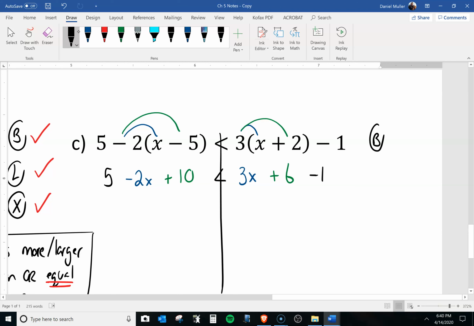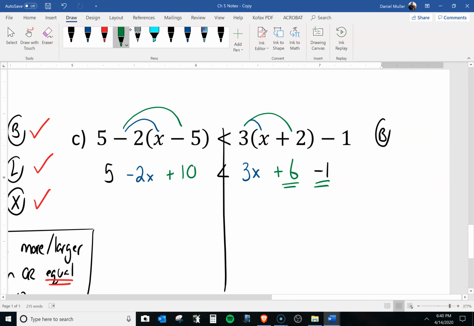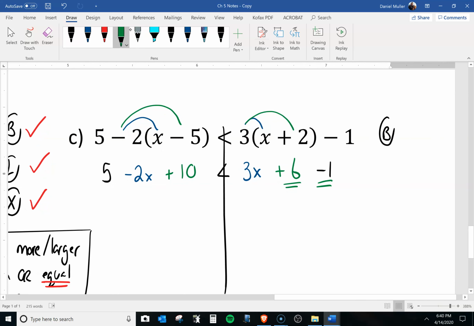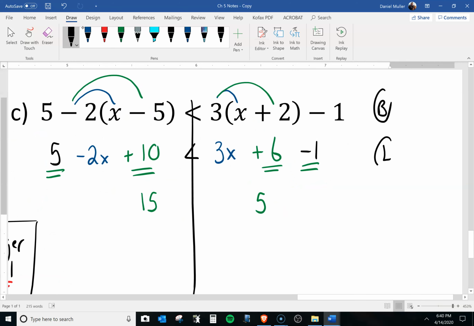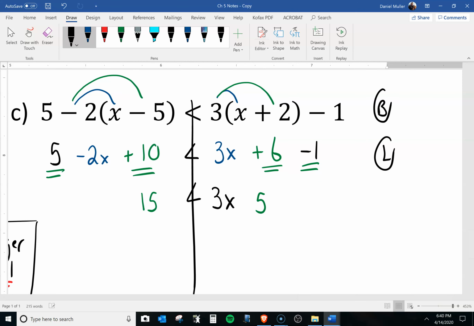So now we need to do any like terms. Is there anything that's alike? So I see a 6 and a negative 1. So that 6 and negative 1 would become a 5. And then I see a 5 and a 10, which would be a 15. So that was looking for the like terms. So I got the symbol there, I've got the 3x, and over here I've got a negative 2x. The 5 and 10 is a positive 15, and the 6 minus 1 is a positive 5.